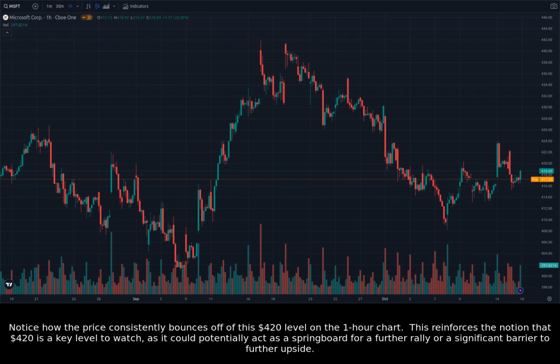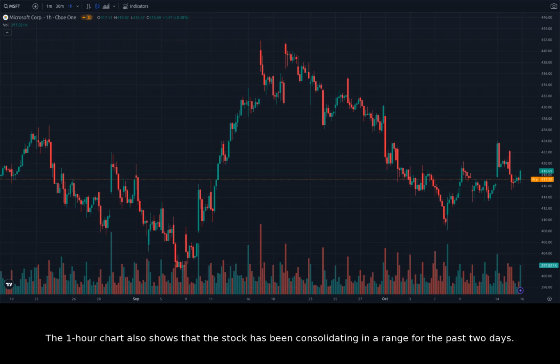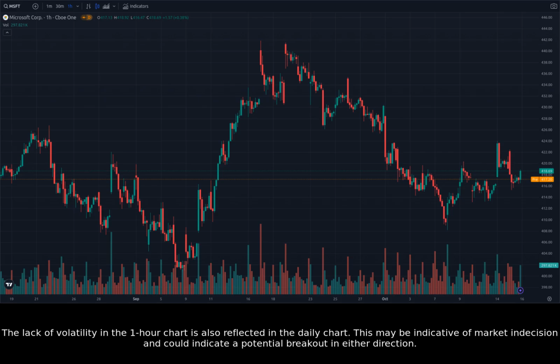This reinforces the notion that $420 is a key level to watch, as it could potentially act as a springboard for a further rally or a significant barrier to further upside. The 1-hour chart also shows that the stock has been consolidating in a range for the past 2 days. The lack of volatility in the 1-hour chart is also reflected in the daily chart. This may be indicative of market indecision and could indicate a potential breakout in either direction.